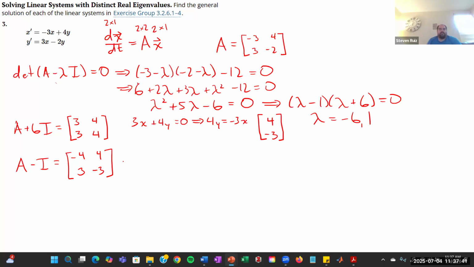So here I have another linearly dependent matrix. So -4x plus 4y equals 0. That implies that y equals x. So any vector where those coordinates are equal is fine. So now I have an eigenvector that corresponds to lambda equals -6, and an eigenvector that corresponds to lambda equals 1. So what does that mean about my solutions?